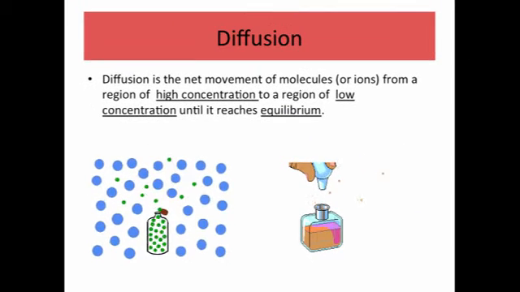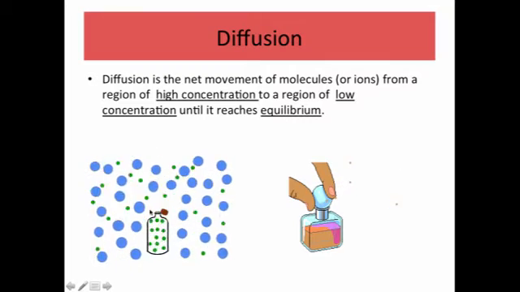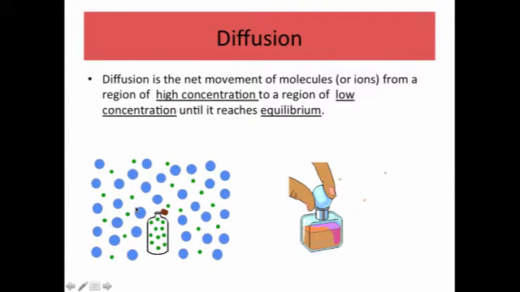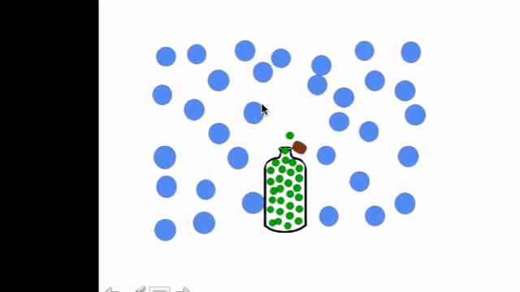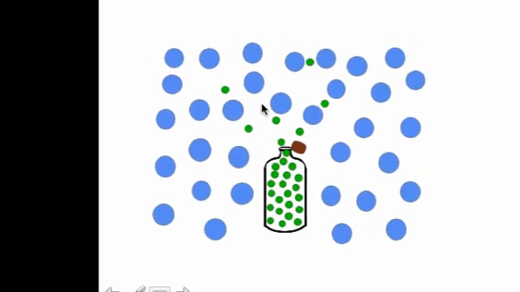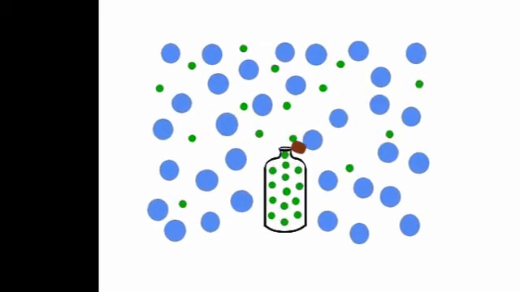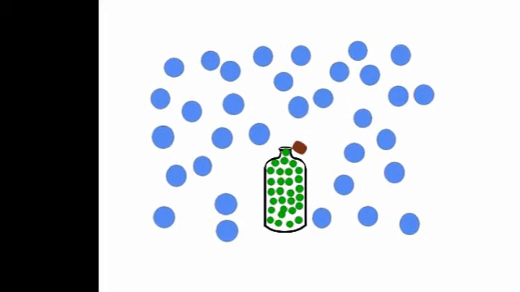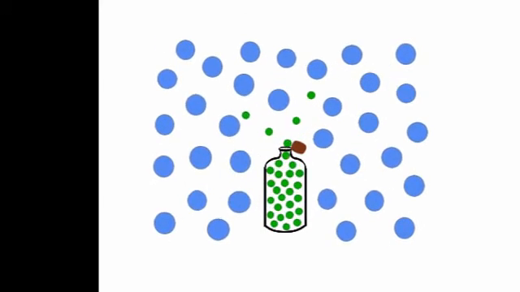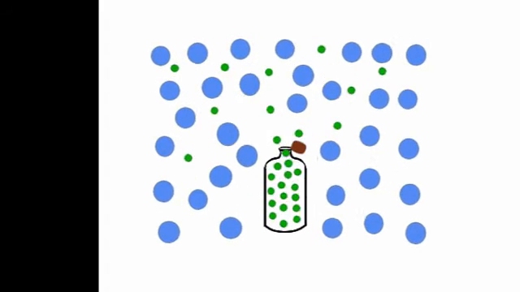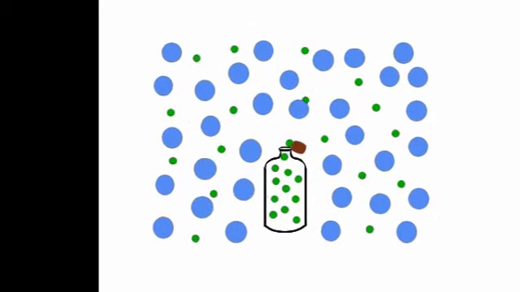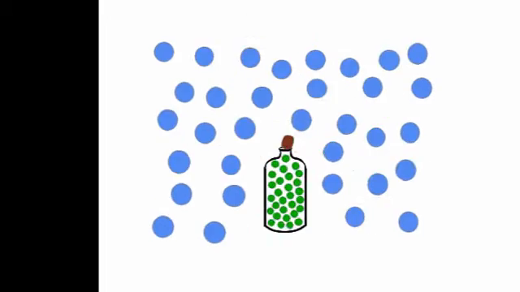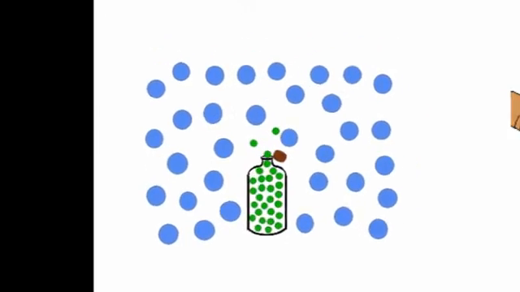Another picture is here. If I look at all of these molecules, the blue molecules will be representing the molecules in air, and the green ones are ones that are being released. The ones in the container are a high concentration, outside is a low concentration. Then when the ones are released, they're going to move and randomly bounce off each other until it reaches a bit of an equilibrium, and there's a balance of each type of molecule.